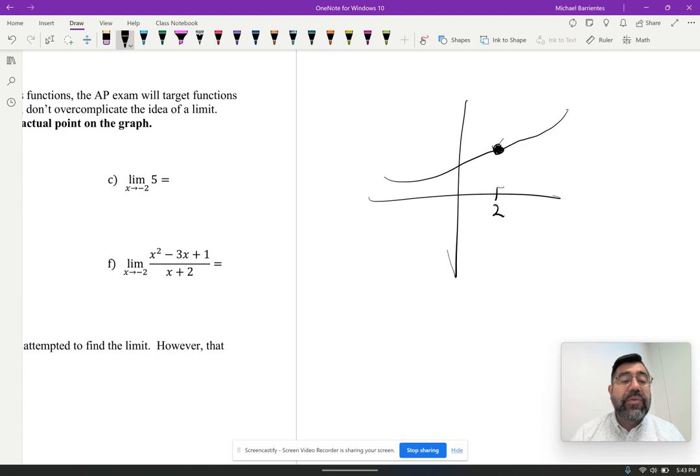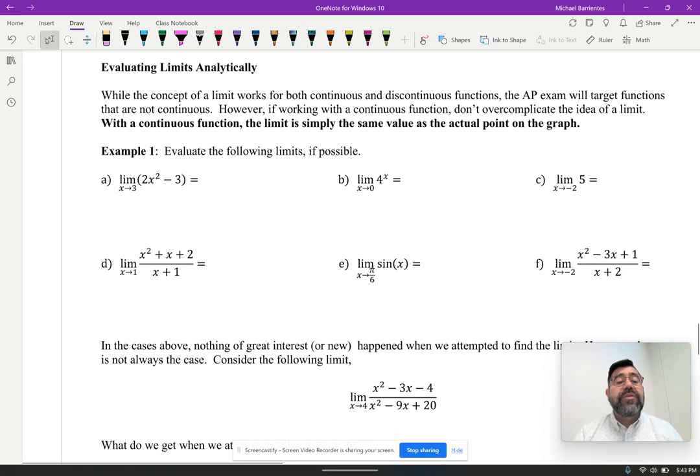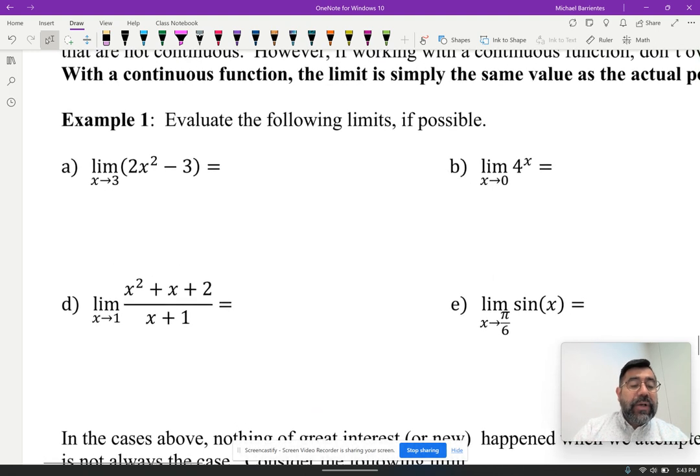And so one of the first strategies for evaluating limits algebraically, meaning with just the equation, with no graph, no table, is to do direct substitution. Because if we do direct substitution and we get an answer, then that's it. You have the limit value. And so in this first section, we're going to evaluate some of these by just doing direct substitution. So how do you do direct substitution?